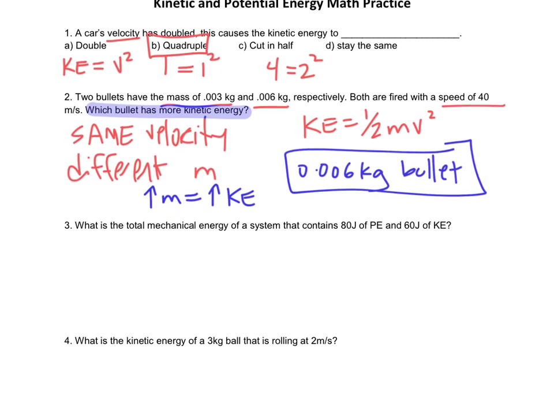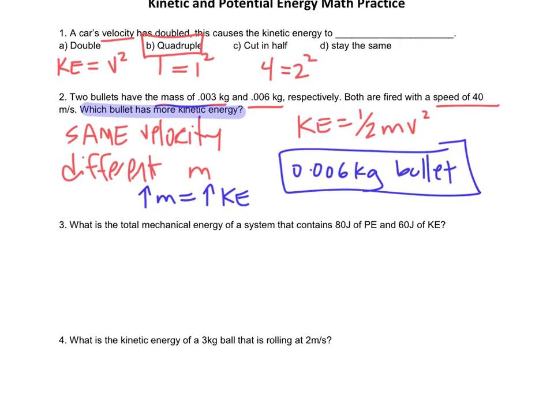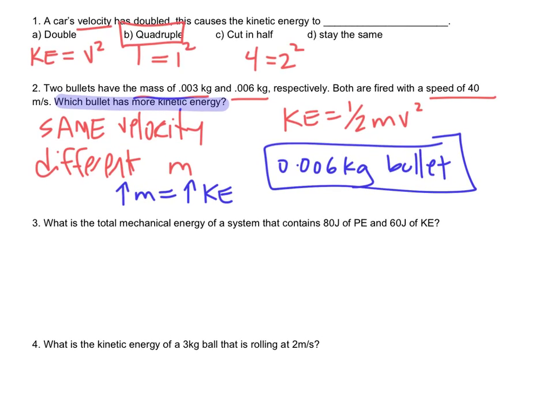Okay, let's look at number 3: total mechanical energy of a system that contains 80 joules of potential energy and 60 joules of kinetic energy. Total mechanical energy is sometimes abbreviated TME, or it might be abbreviated ME for mechanical energy. It's the sum of potential energy plus kinetic energy. So total mechanical energy equals PE plus KE.